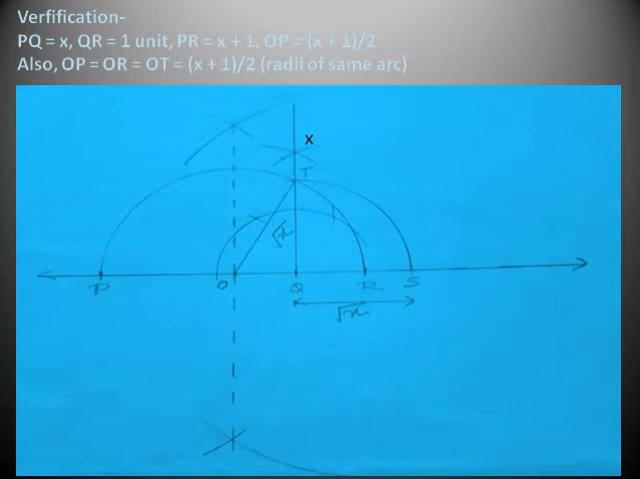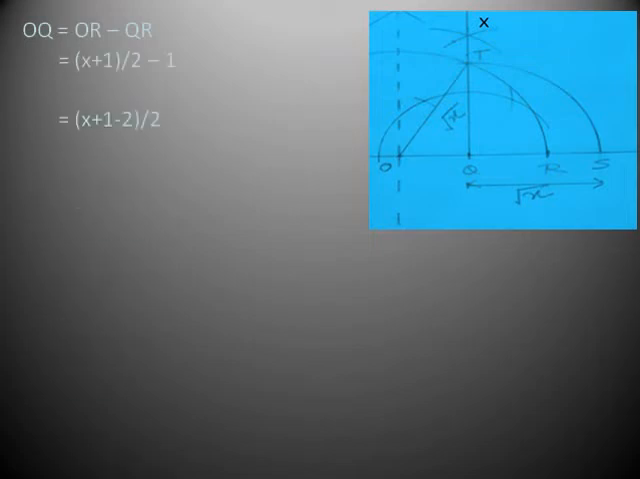Once again, just see the figure. O is the center of the semicircle drawn here. Therefore, OP is equal to OT is equal to OR, as they are the radii of the same arc. Therefore, we can say it is equal to (x plus 1) by 2 from the previous equation. Now let us find the value of OQ. Here OQ is equal to OR minus QR. Therefore, it will be equal to (x plus 1) by 2 minus 1. So on solving this, we will get OQ is equal to (x minus 1) by 2.